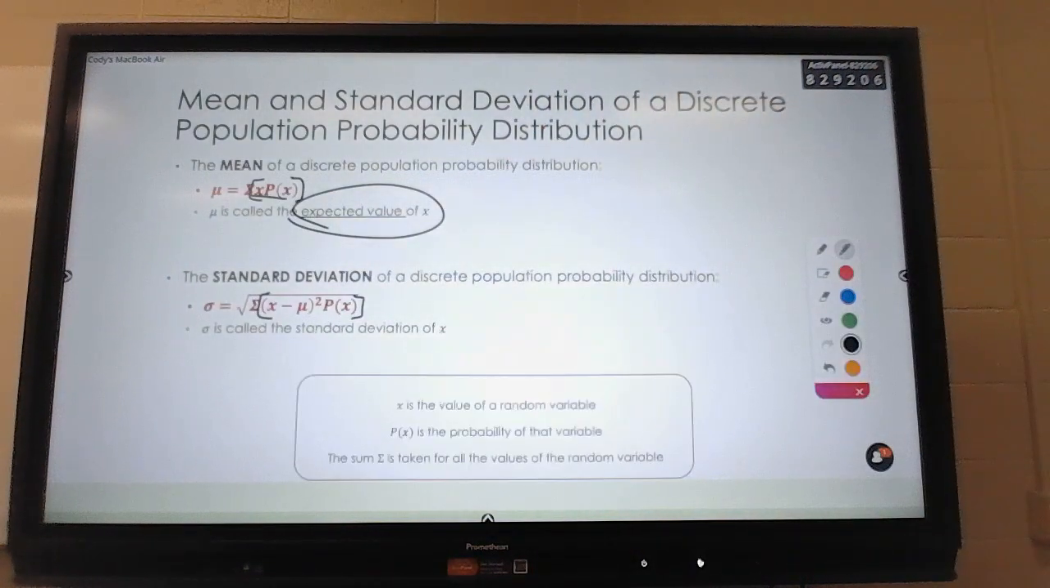And again, in all of these cases, x is the value of the random variable, p of x is the probability of that variable, and the Greek letter sigma represents the sum taken for all values of the random variable.